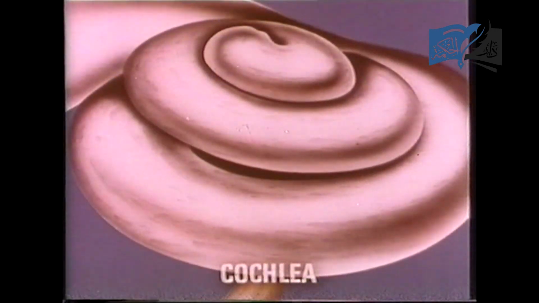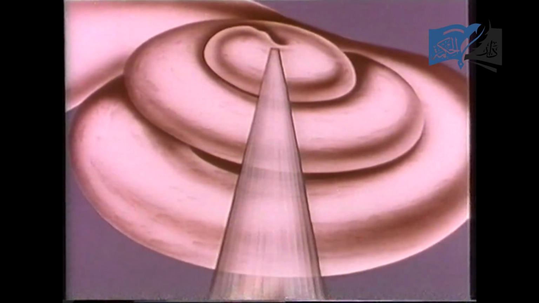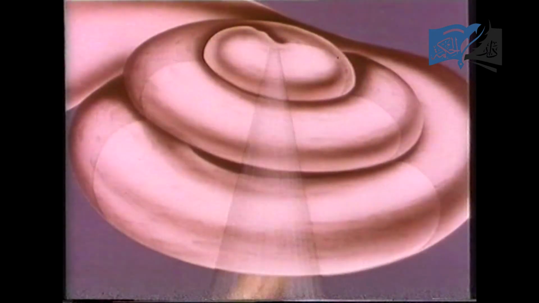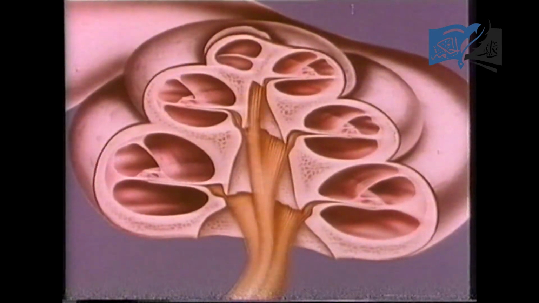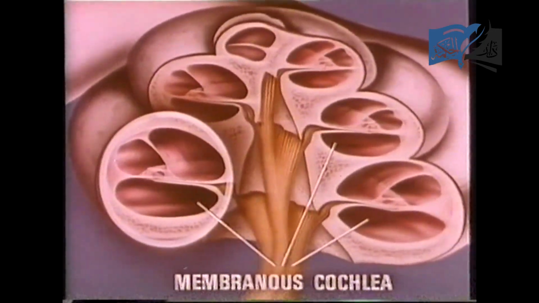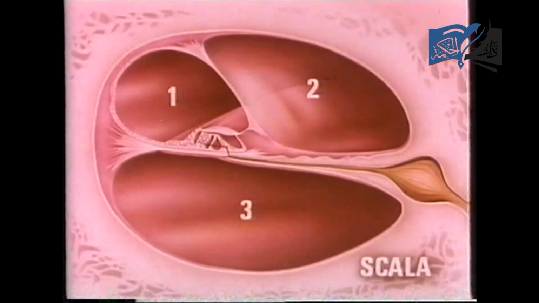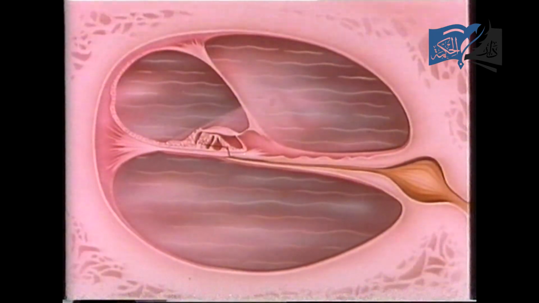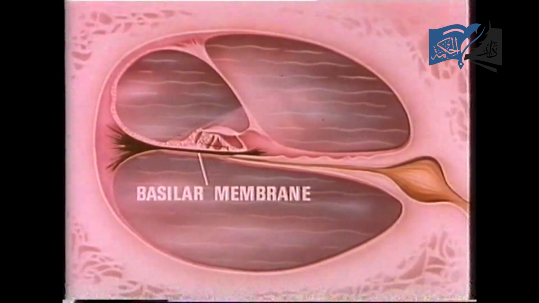Shifting the position of the cochlea gives a better idea of its structure. This view shows a central pillar of bone around which a bony tube spirals. Slicing the cochlea in half reveals a membranous tube within the bony tube called the membranous cochlea. Let's take a closer look at this tube, which is divided into three compartments called scala. These are filled with fluid. The very important basilar membrane forms the base of the middle compartment.